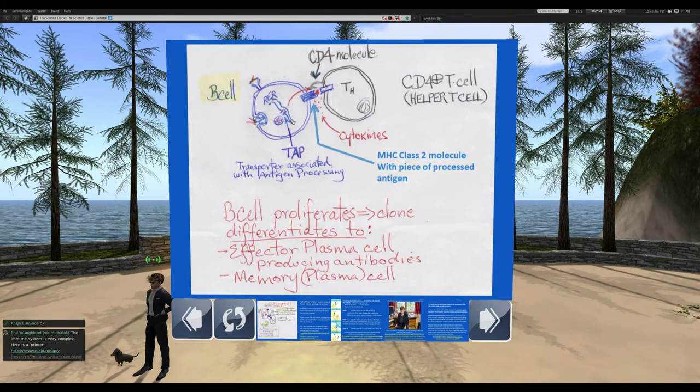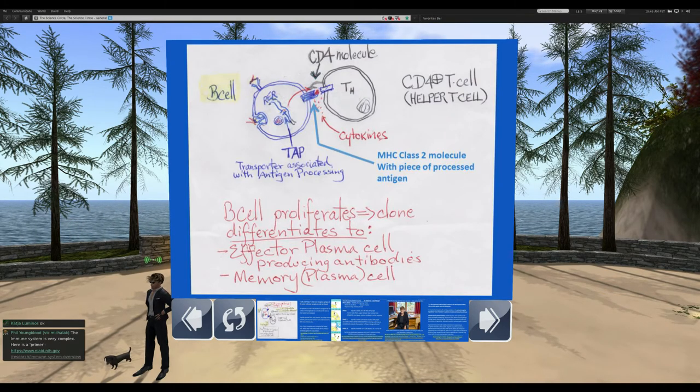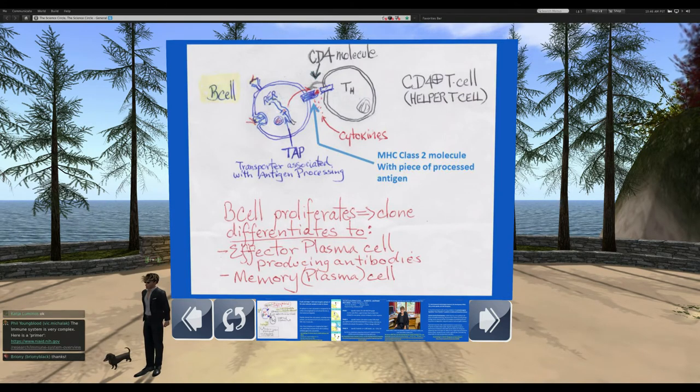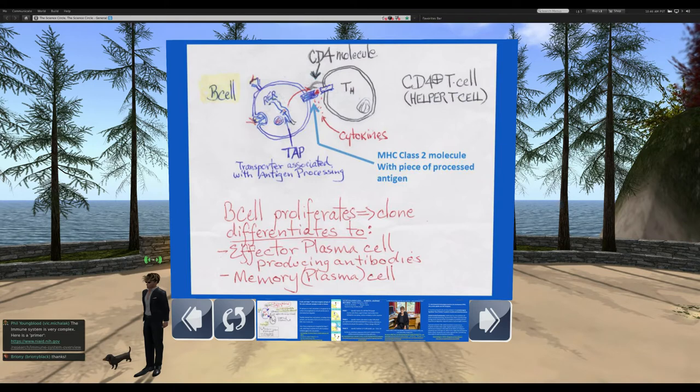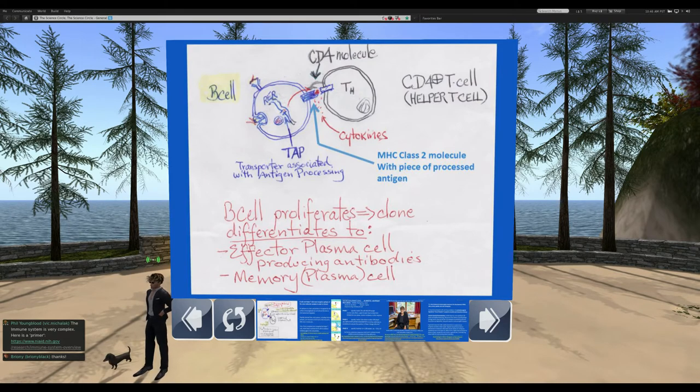It will release cytokines into the environment, which, among other things, will tell other cells in the environment that we've got something going on here. I've got a cat that's sitting on my notes now, so I'm on my own.